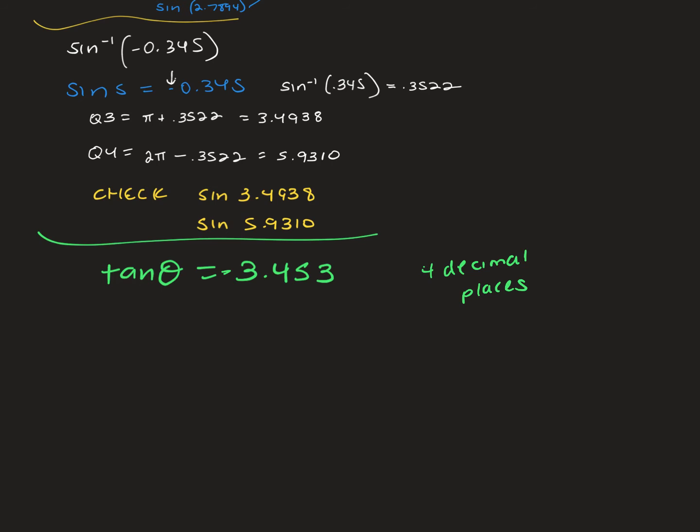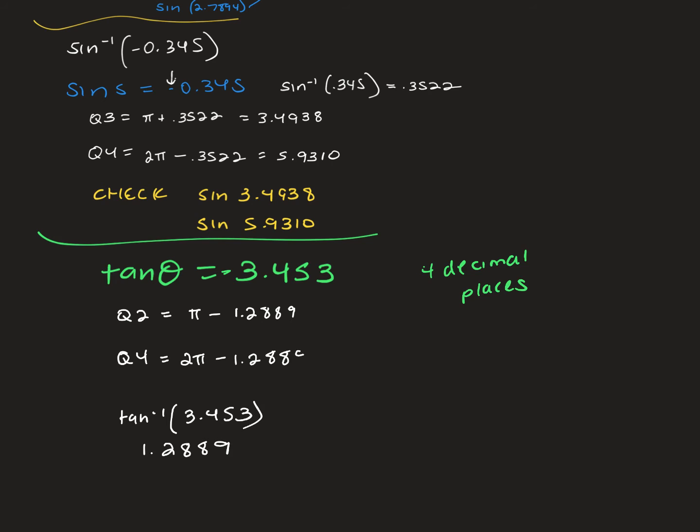So what quadrants am I looking in? 4 and 2. Good. In 2 we do pi minus the reference angle, and in 4 we do 2 pi minus the reference angle. For the reference angle, we do tan negative 1 of 3.453. Remember, make it positive to find the reference angle. 1.2889. So I do pi minus that and 2 pi minus that.